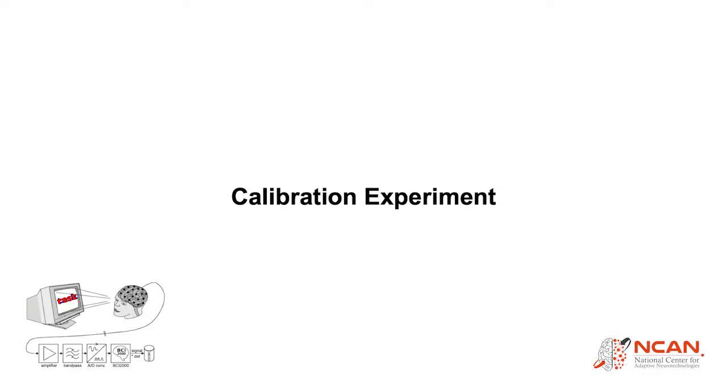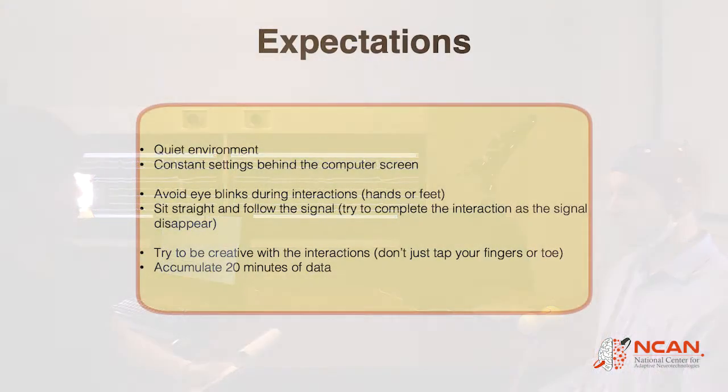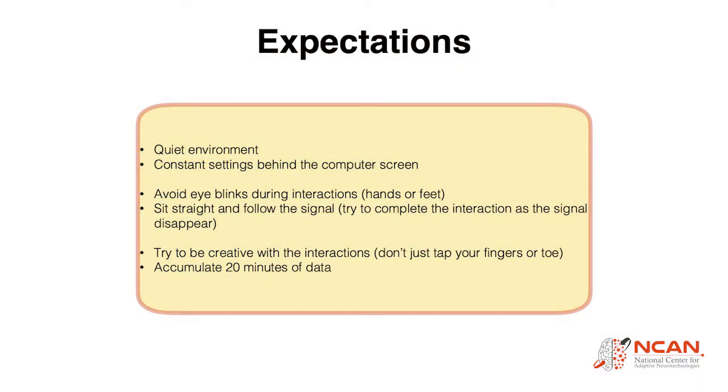Calibration experiment. Before the session starts, the experimenter should explain the expectations of this session. The experimenter should ensure a quiet environment and prevent any source of distraction to the subject. The subject, in turn, should avoid muscle movements during the session.